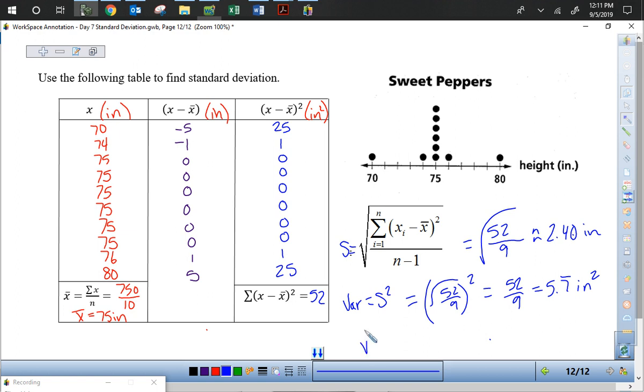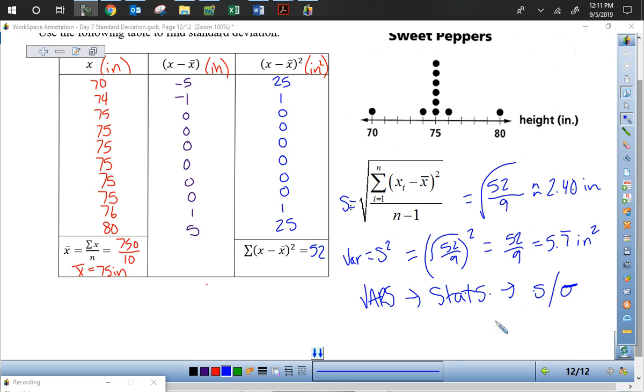Jot that down if you need to. You're going to go vars, then stats, and then either the standard deviation that's based on a sample or the one that's based on a population, and then square it for variance.